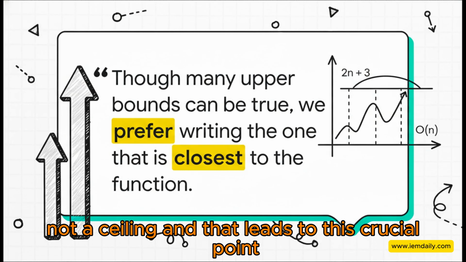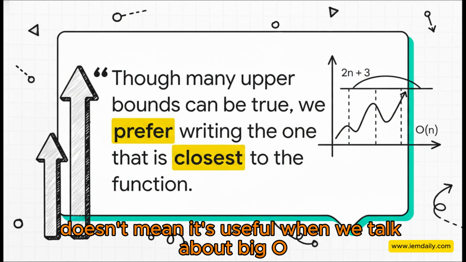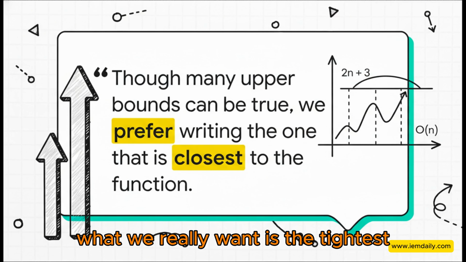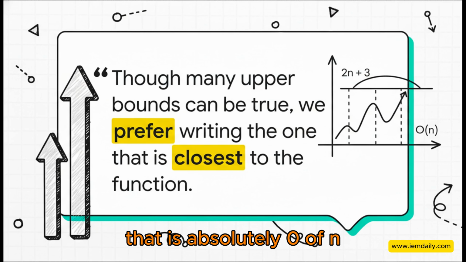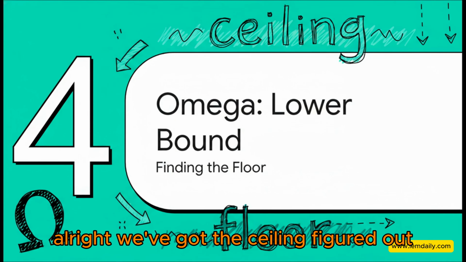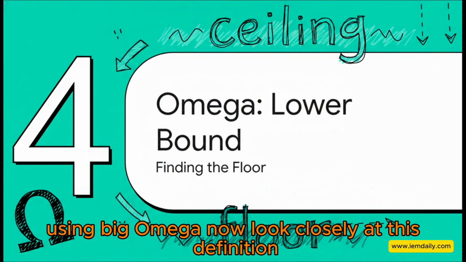And that leads to this crucial point. Just because a statement is true doesn't mean it's useful. When we talk about big O, what we really want is the tightest, closest ceiling we can find. For 2n plus 3, that is absolutely O of n. All right, we've got the ceiling figured out. Let's move on. Now it's time to go down and define the floor using big omega.